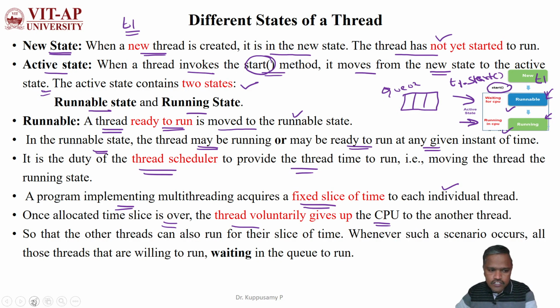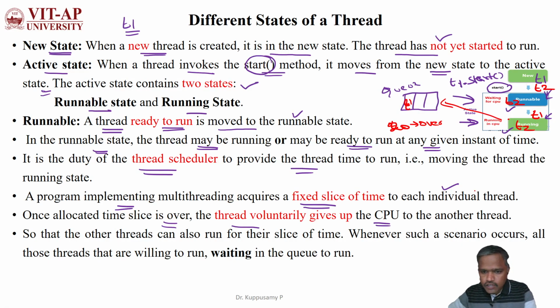For example, assume that T1 is currently running. Then assume that we have one more thread, T2. So T2 is in the runnable state. For T1, we assume that only 20 seconds are allocated. If the 20 seconds are over, then automatically T1 will come into the queue. So now T2 will get the CPU, and T1 is now waiting for its turn.